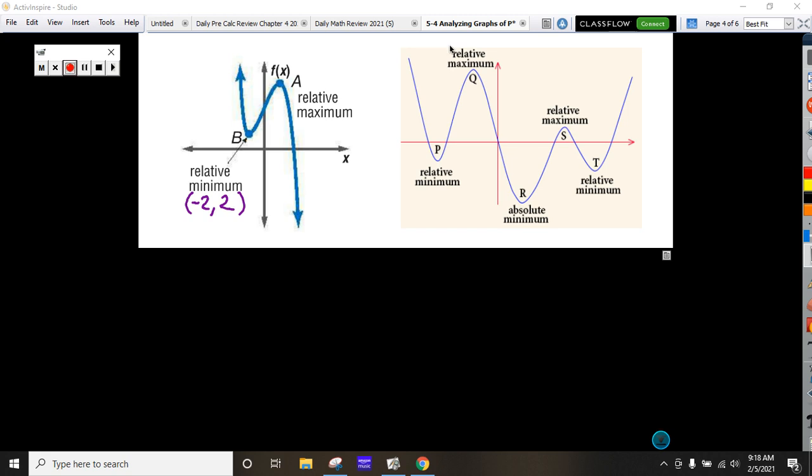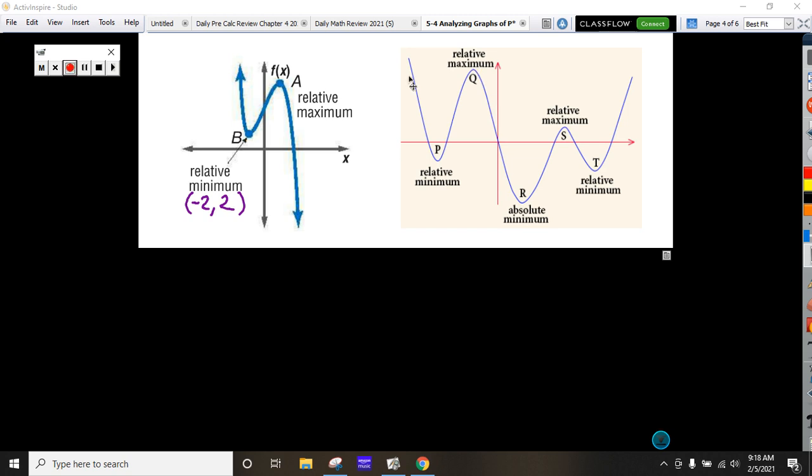So in this graph over here, we have multiple minimums and maximums. So again, the graph's going down, starts going back up. It's a relative minimum because again, there's other parts of the graph that are lower than it, so that's a relative minimum. Then the graph is going up again and then hits this point, turns and goes back down.